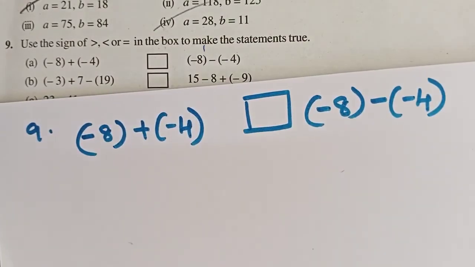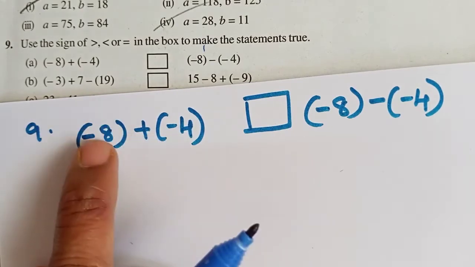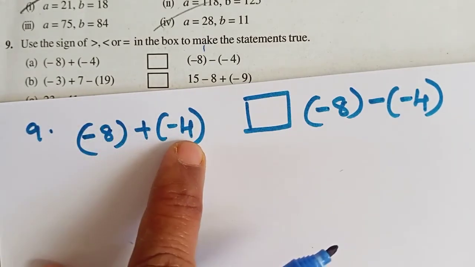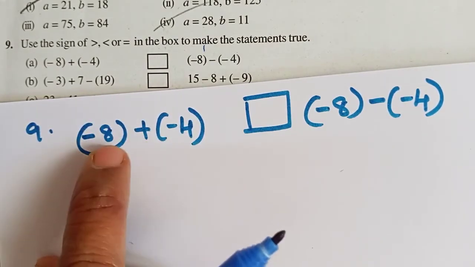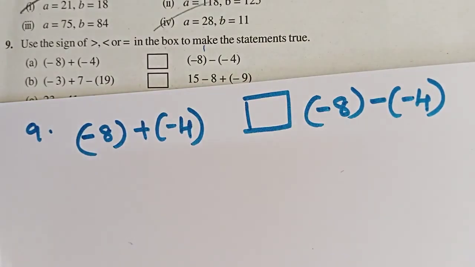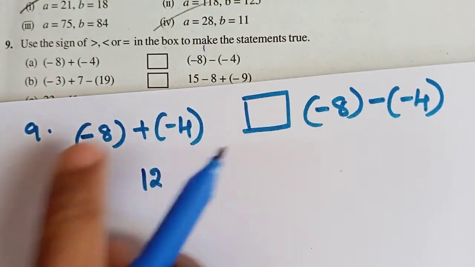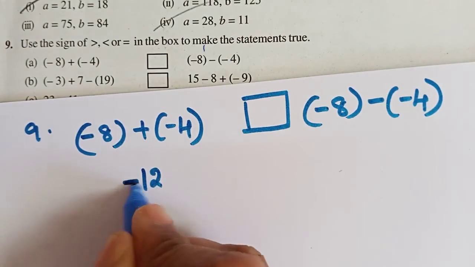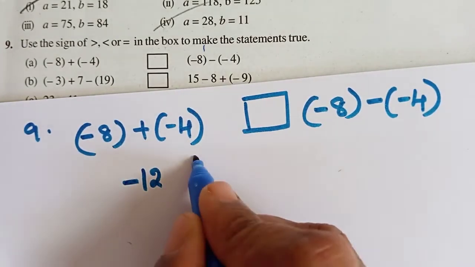Okay, we need to be very careful. See here, both are negative numbers. Minus 8, minus 4. Both are negative numbers, so we need to add them up. 8, 9, 10, 11, 12. I'll get a 12. As both are negative, I should also give a negative here.